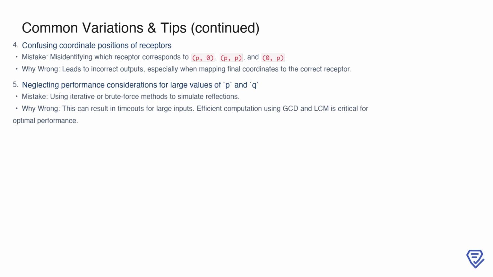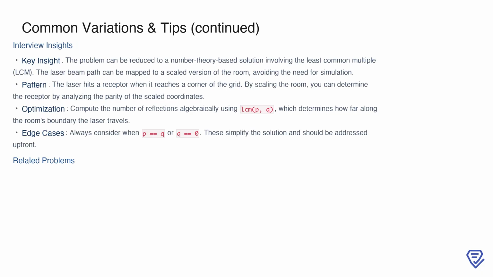Additionally, performance considerations are critical when P and Q have large values. Brute force methods that simulate the laser's reflections iteratively are computationally expensive and can result in timeouts. Instead, leveraging efficient techniques like using the greatest common divisor, GCD, and least common multiple, LCM, ensures optimal performance, even for large inputs.